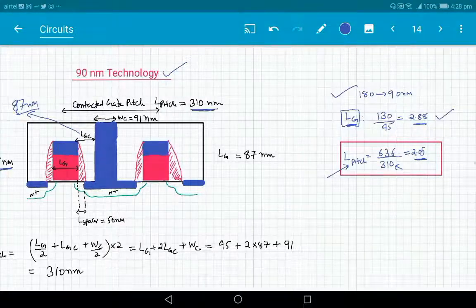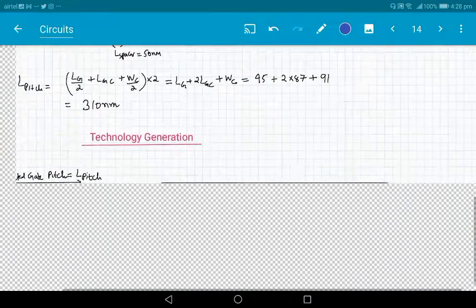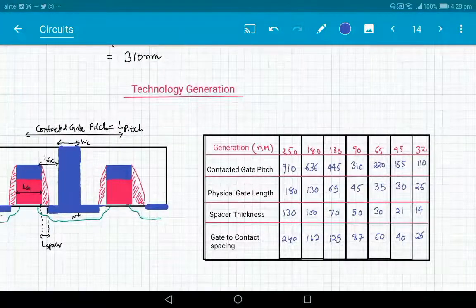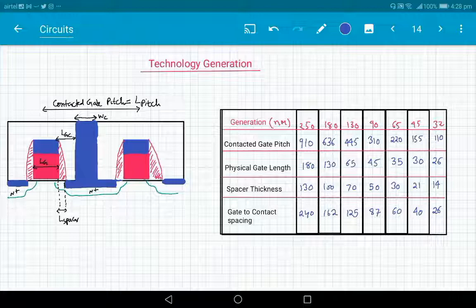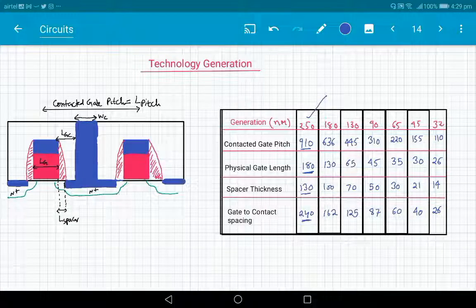And let's look at some of the other technologies, so we can see how the technologies have evolved. For example, for 250 nanometer, the contacted gate pitch is 910. The physical gate length was 180, and there are other things. 130 is the spacer thickness, and gate to contact spacing is 240. All right, so one can clearly see that the physical gate length is of course related, but is not the same as the name of the technology node here.